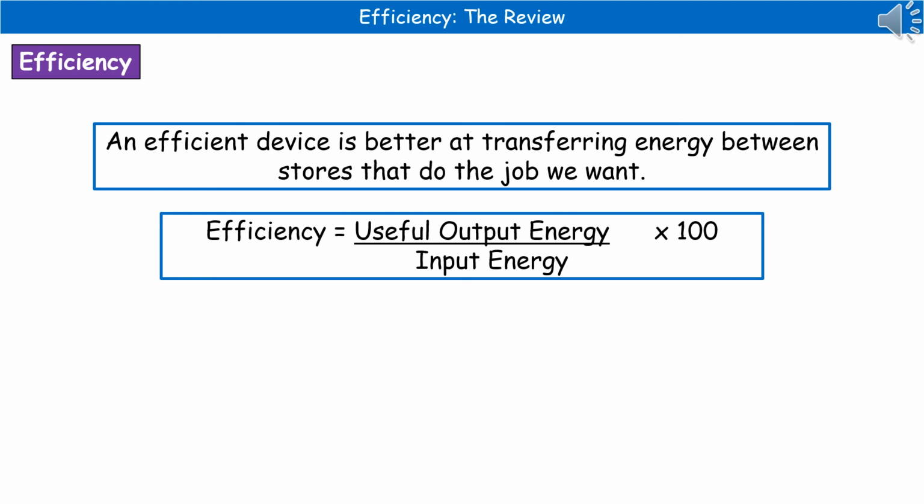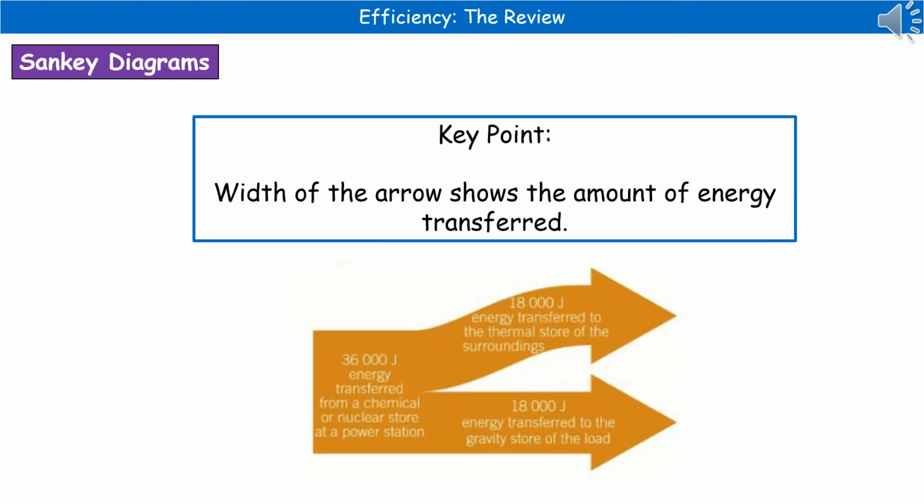The next thing we're going to look at is the efficiency. So the equation there you do need to memorise, they're not necessarily going to give it to you on the exam. So the efficiency is the useful output energy divided by the input energy times 100 to give it as a percentage. And what we find is that an efficient device, so one with a higher percentage, is better at transferring energy between the stores that do the job we want.